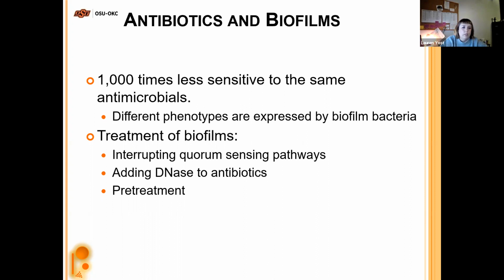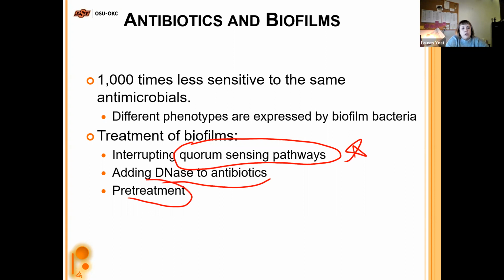Biofilms are hard to treat because they are 1,000 times less sensitive to the same antimicrobials that would be used against a type of bacteria by itself, not in a biofilm, because they're all piled up onto one another and stuck together. So we treat them by interrupting quorum sensing pathways. That's important to remember. We'll also add DNase to antibiotics to break down the DNA, literally. And we'll pre-treat somebody who is going to have a heart valve or something put in that is susceptible to forming biofilms, so that doesn't happen.